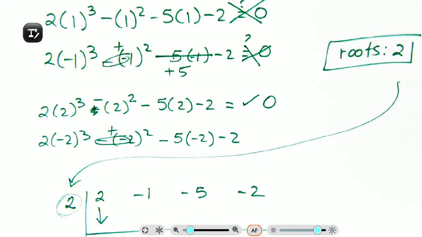Bring down 2. 2 times 2 is 4. 4 plus, this is -3. Just kidding, this is +3. I can do math. 3 times 2 is 6. 6, this is 1. 2 times 2, this is 0. So again, this is the remainder. I learned from my mistakes. This is my constant. This is my x. This is my x squared. So then I have 2x squared plus 3x plus 1 as my other factor.